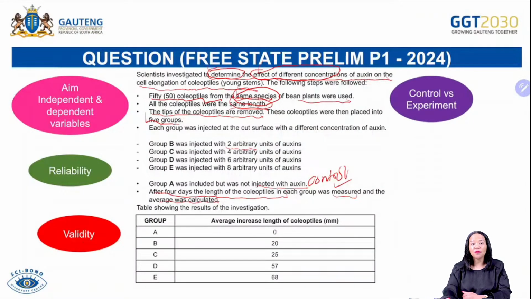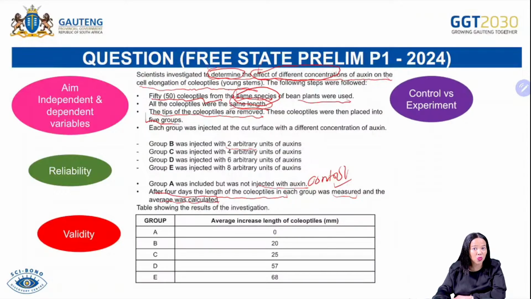As I've said, we have already spoken of what? Of the control variable and the experiment. Here, groups B, C, D, and E serve as what? As the experiment, because they are the groups that have the factor that we're investigating, which is the independent variable, which is what? The different concentrations of auxins. And in group A, that's where we have our control.